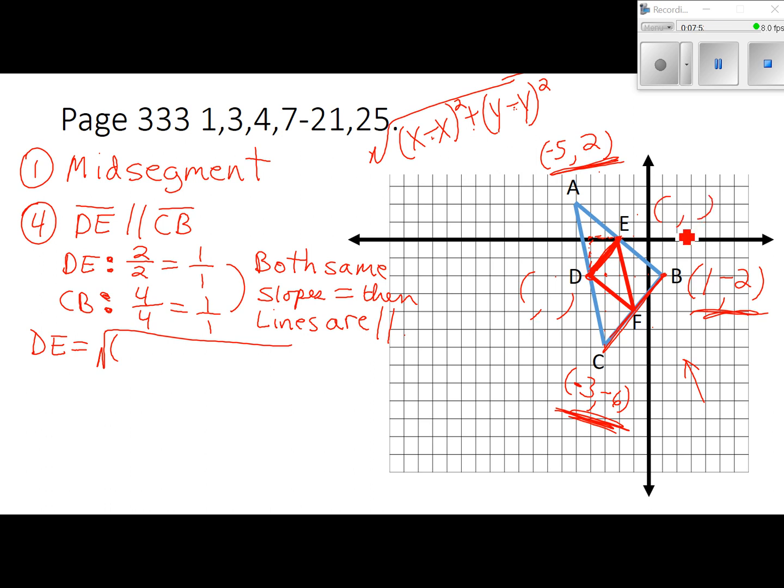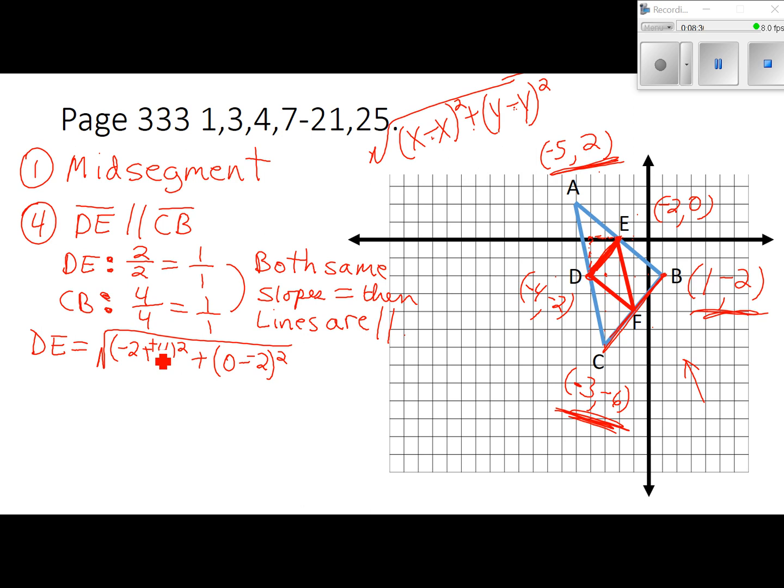Point E, it's left 2, so that's (-2, 0). Point D is left 1, 2, 3, 4, so -4, and down 2, so -2. And we're just going to do a little math here. It's -2 minus a -4, squared, plus, for our y's, 0 minus a -2, squared.